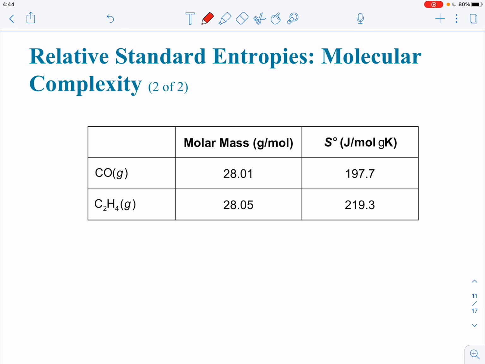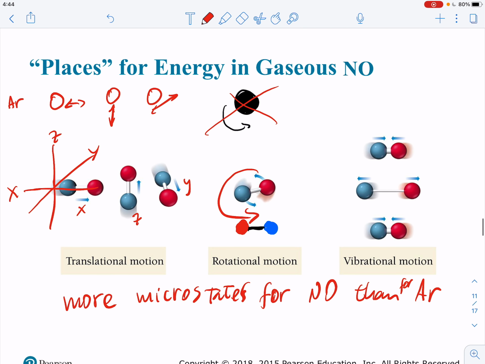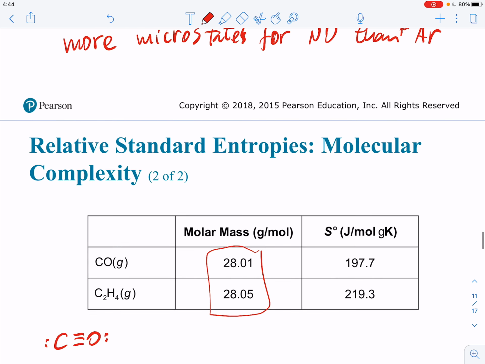Now, molecular complexity. What happens if you have the same molar mass? In this case, there is no conclusion to draw just by looking at the molar mass, but now you have those molecules here. And for CO, the structure of CO is this one. You can apply the same analysis for the carbon monoxide molecule as we did with the nitrogen monoxide. Just replace nitrogen with carbon here, and you have the same analysis. How about the other molecule?